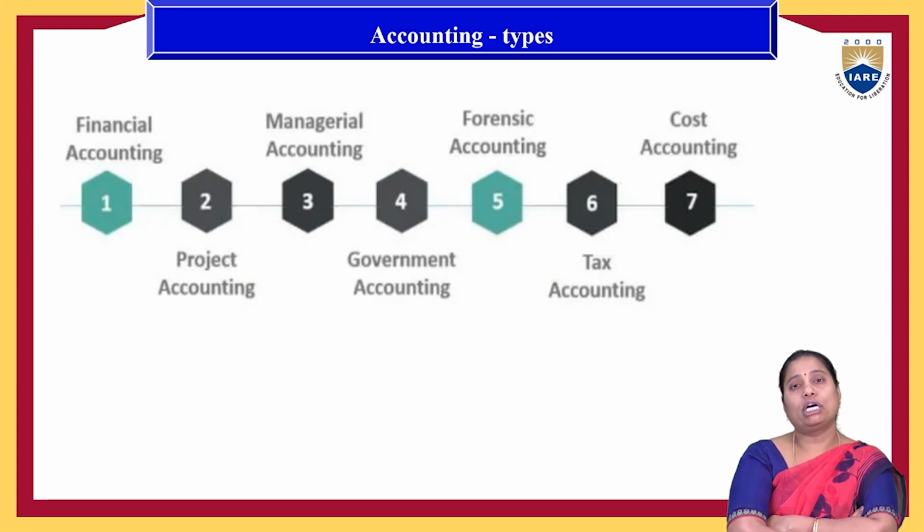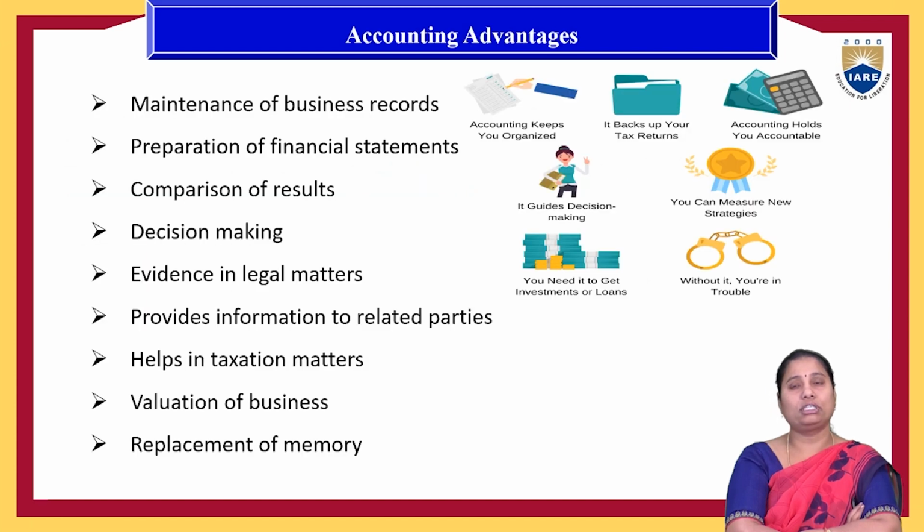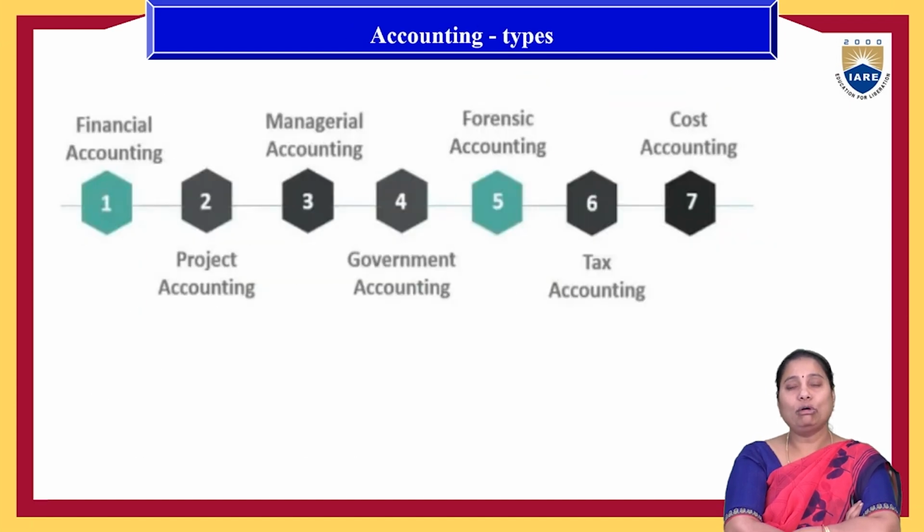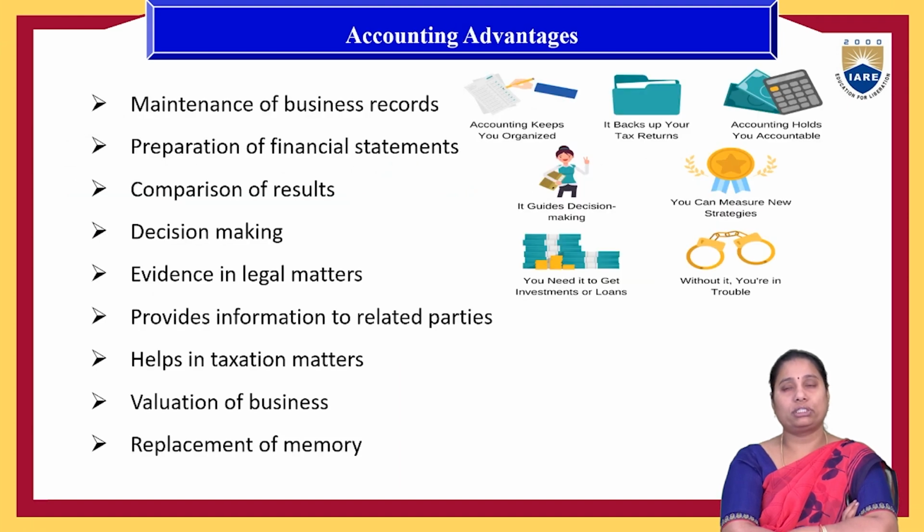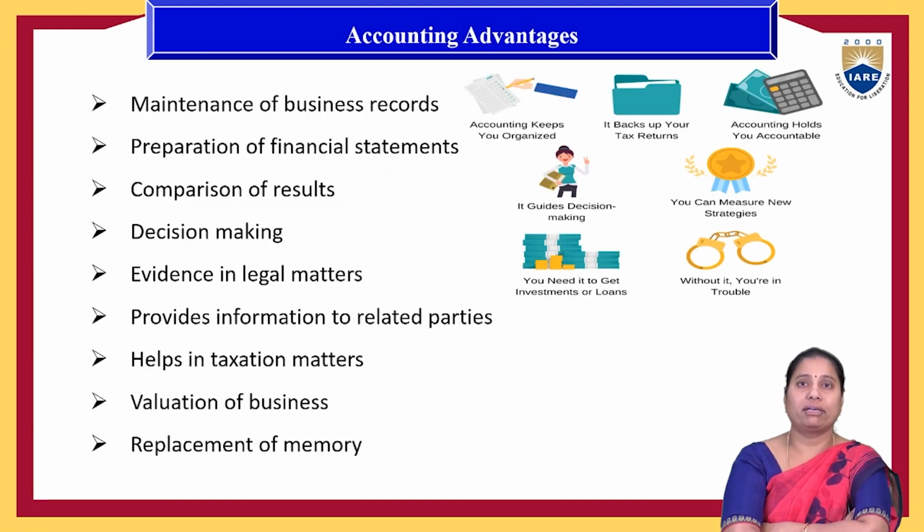If it is related to the government, then it is called government accounting. If it is related to forensics, then it is called forensic accounting. Cost-related, costing means only if they consider the production elements, then it is called cost accounting.